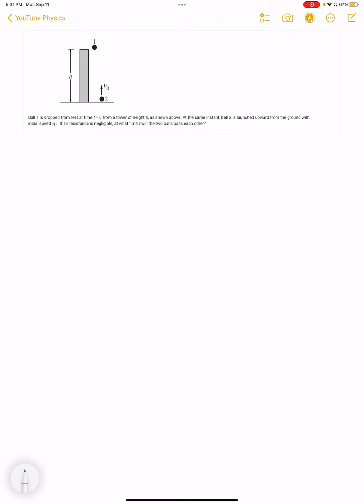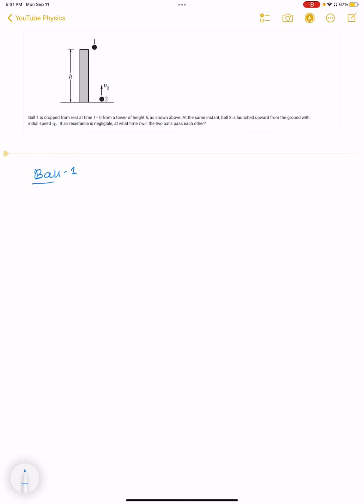So as we discussed earlier, we will use one of the five equations that were used for constant acceleration. So we just make a transformation from a horizontal constant acceleration to a vertical free fall due to the gravitational force. So in this case, let's do ball one first.